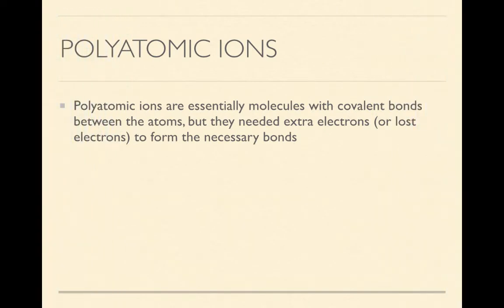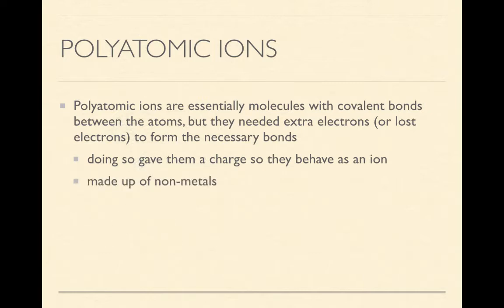Polyatomic ions are essentially molecules that have covalent bonds between the atoms. However, most of them needed extra electrons, or in one case had to lose electrons, in order to form the necessary bonds. Because they gained extra electrons, or lost an electron, they ended up with a charge, and so they behave as kind of a superion, a very large, polyatomic, many-atomed ion. These are generally made up of nonmetals. We do have a couple that have metals in them.